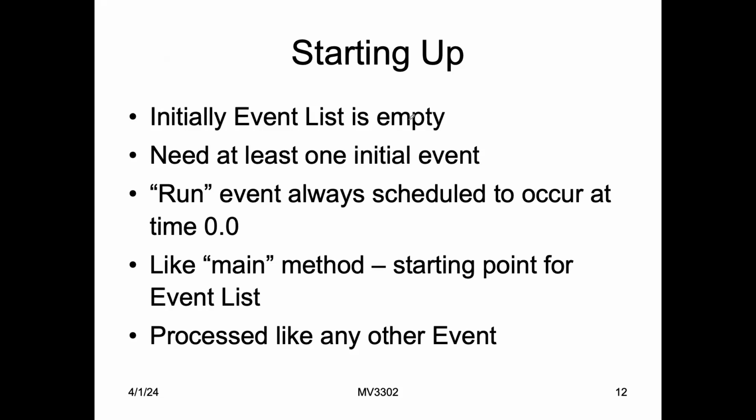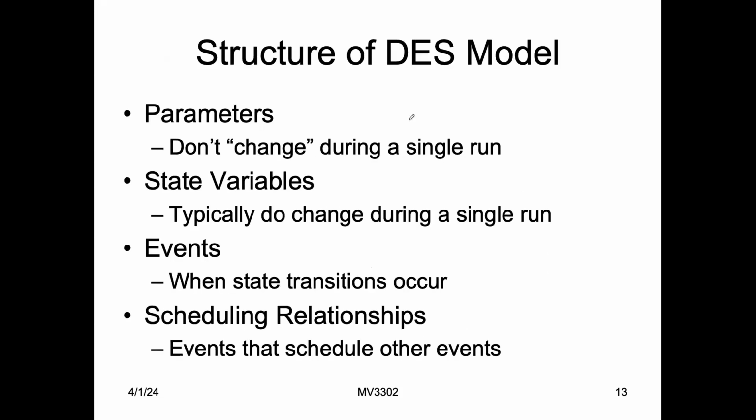You can think of run as almost like the main method. How does a Java program know where to start? Well, you say use this main file, you start with main, and then you start processing. Run is sort of similar. The difference is that we can have lots of different runs, as we'll see. But otherwise, it's processed like any other event.